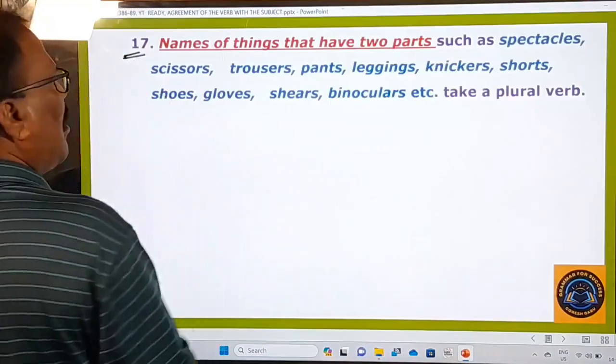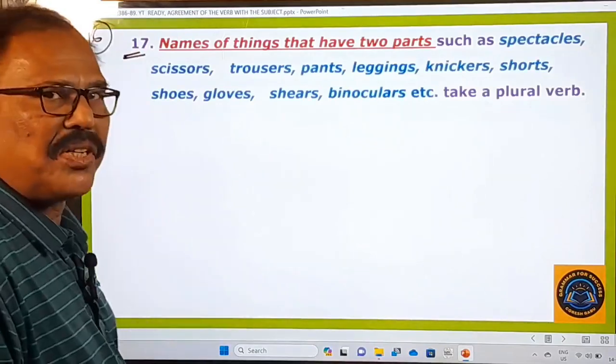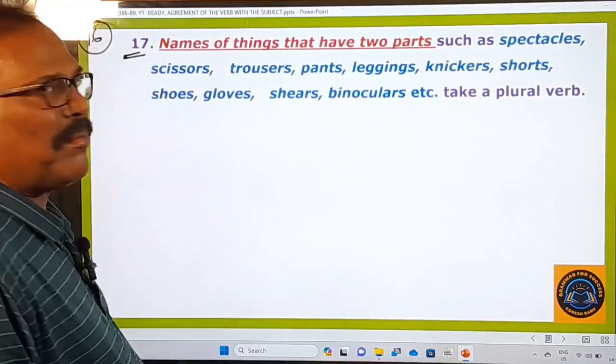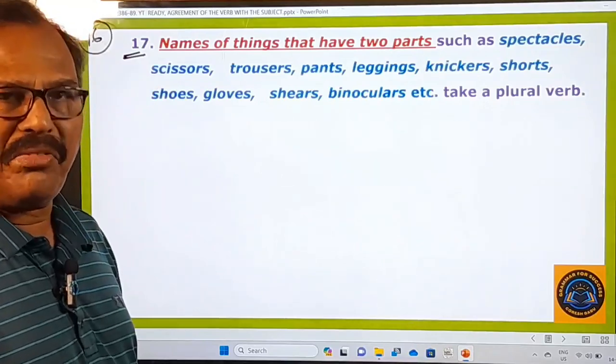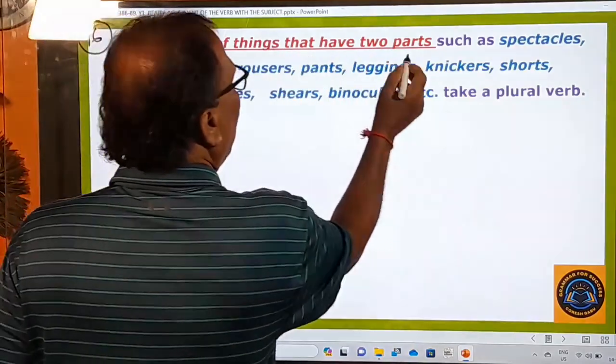17th one is there because already in the first video I have dealt with 16 rules, and therefore in this video the rules begin from the 17th rule onwards. Okay, what is the 17th rule? Names of things that have two parts.